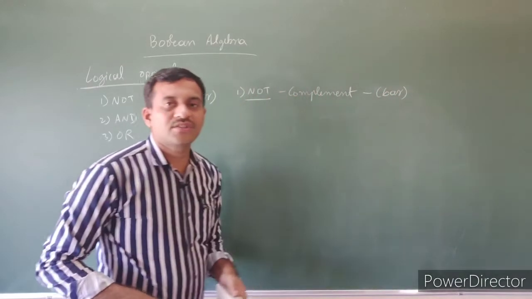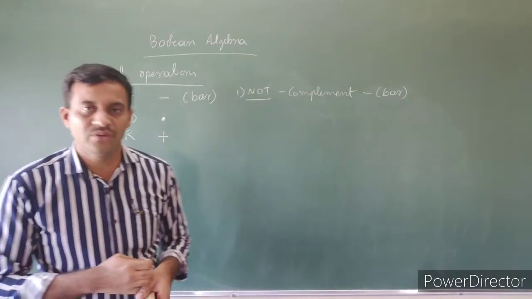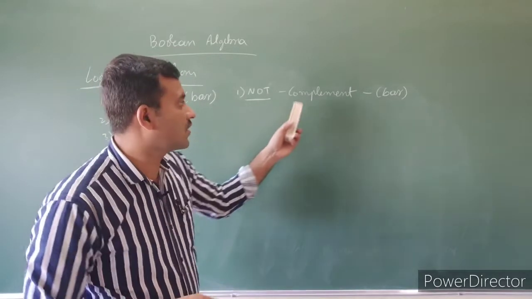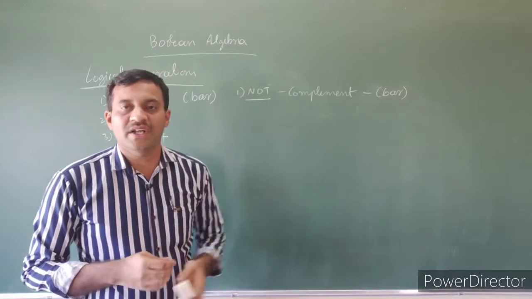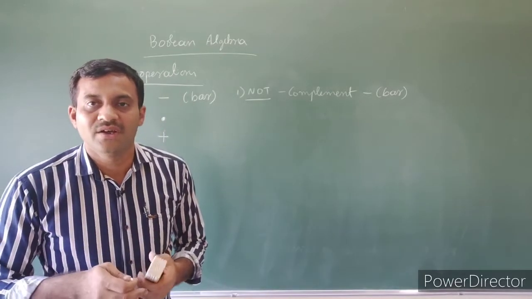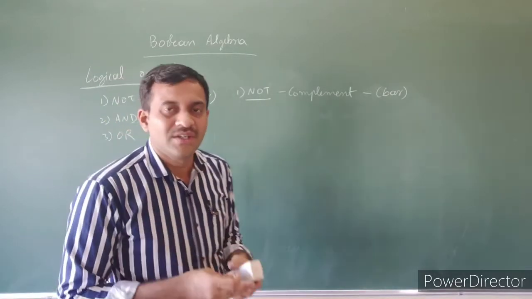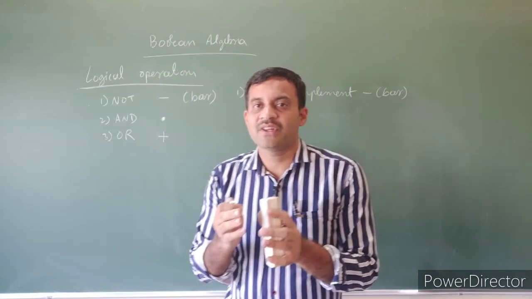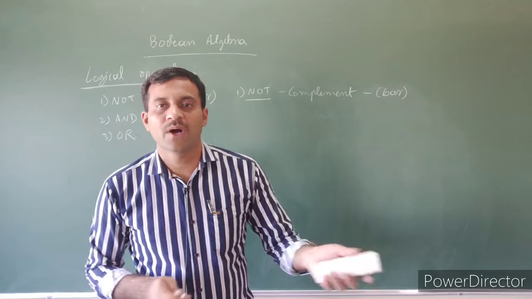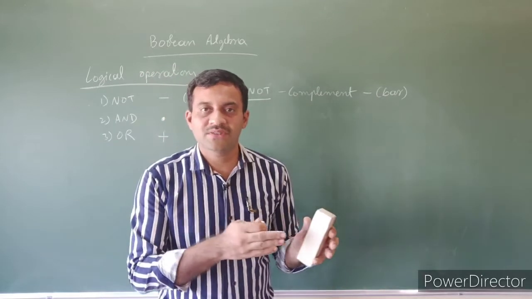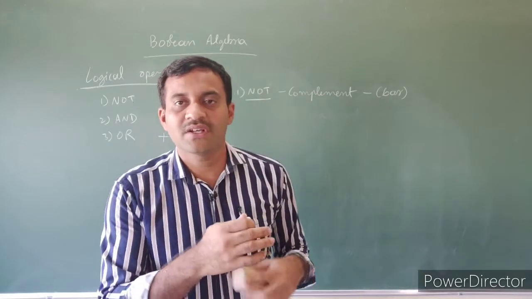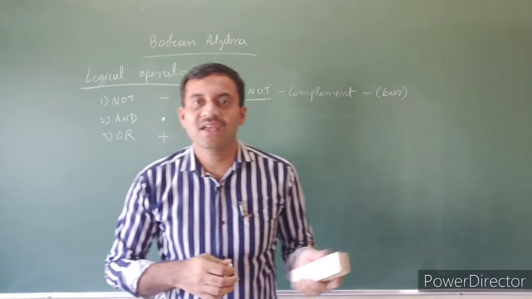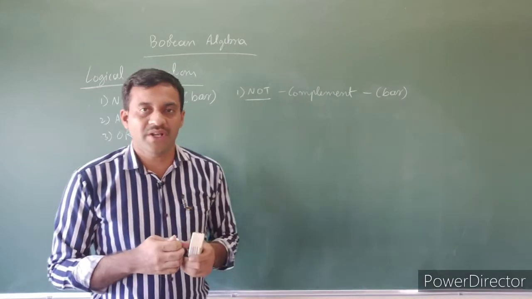The NOT operator is used to negate the value. Hence, it is also called the complement operator. What is the meaning of negation here? If the value of the variable is 0, after performing the NOT operation, it becomes 1. If the value of the variable is 1, after performing the NOT operation, it becomes 0. So that is the negation or complement operator.